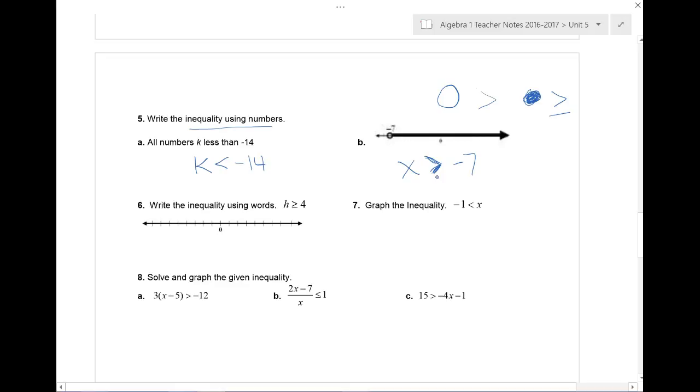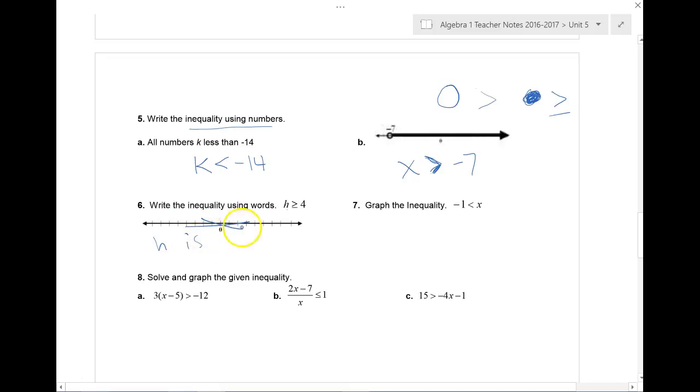Okay? So now on number 6, we're going to write using words. In other words, we're going to translate this into a sentence. So we're going to translate this, this is H. Sorry, I actually think this graph is mistakenly put here. This shouldn't be here, it should be over here on the right. Sorry if that's confusing you.